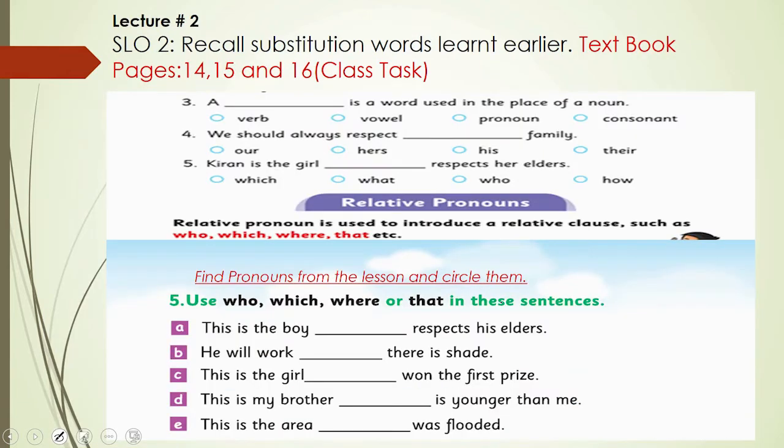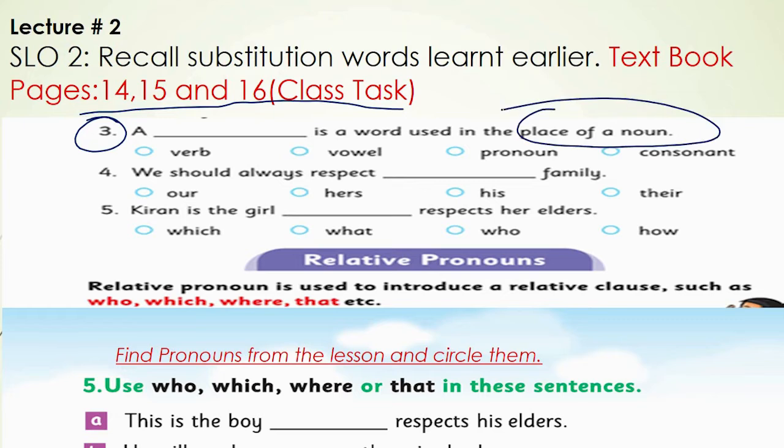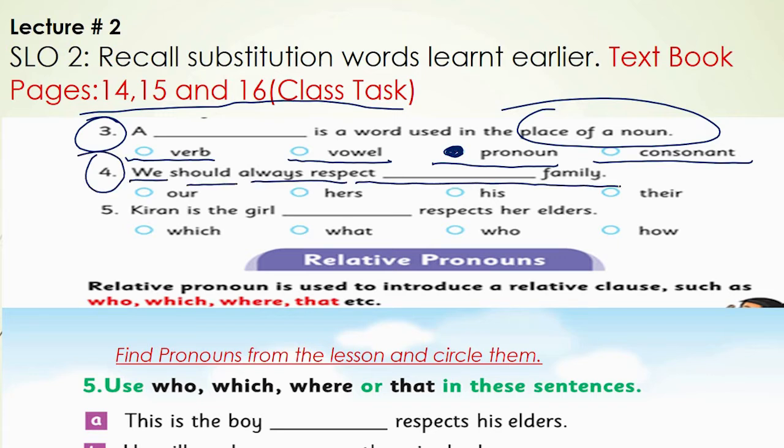Now let's come to the part of the textbook on page number 15 and 16. A dash is a word used in the place of a noun. What helps us to change and it can replace the word noun? Is it a verb, a vowel, pronoun or consonant? It's option 3, pronoun.